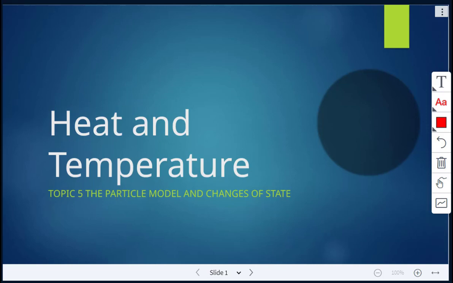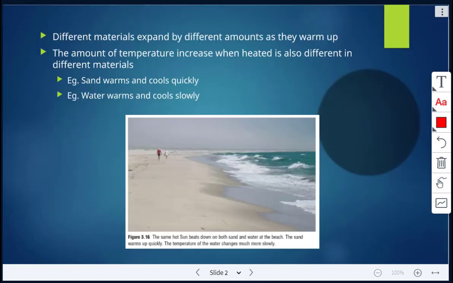All right, so today's topic in heat and temperature is topic 5, the particle model and changes of state. Different materials expand by different amounts as they warm up, and that's what we saw last class or last week when we were looking at expansion and contraction. The amount of temperature increase when heated is also different in different materials.